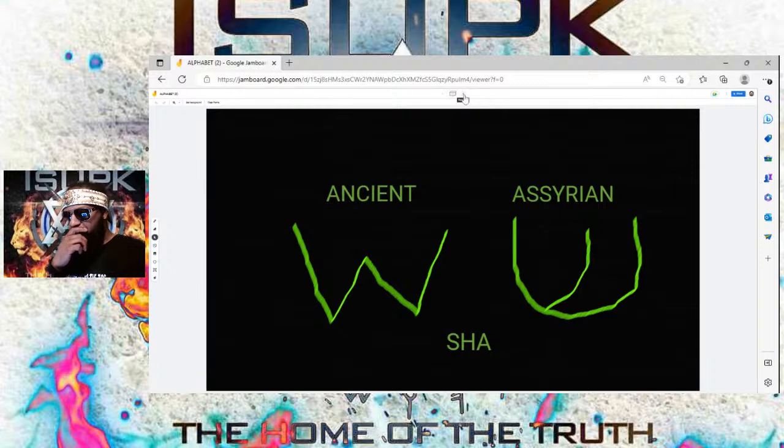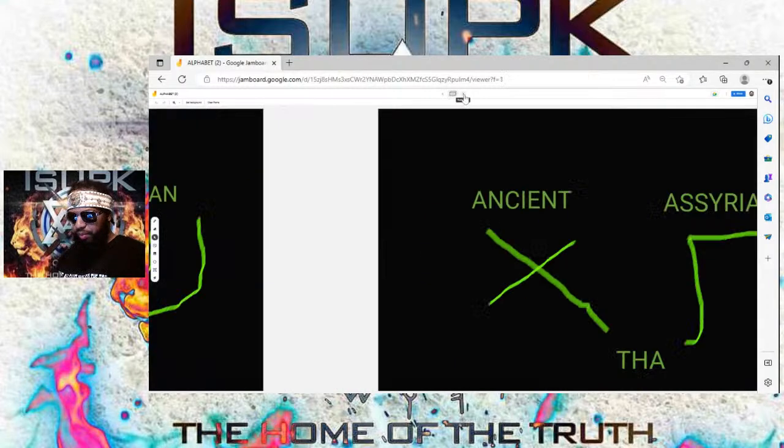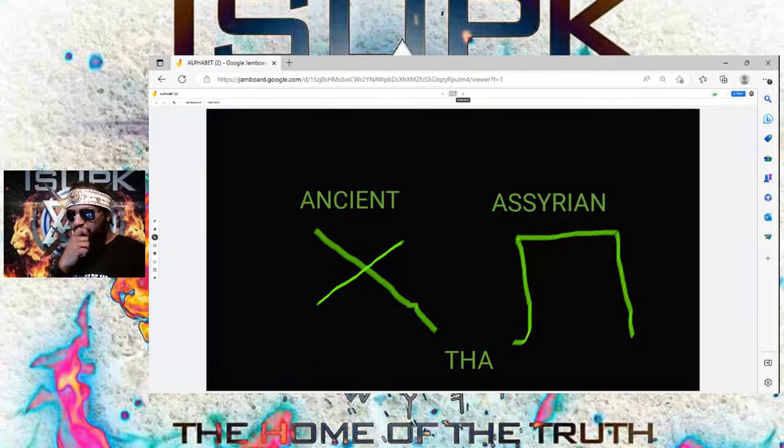Next you have your Shah. You have your Shah in the Syrian. Then you have your Shah in the ancient. And next you have your Tha. You have your Tha in the Syrian. Then you have your Tha in the ancient.